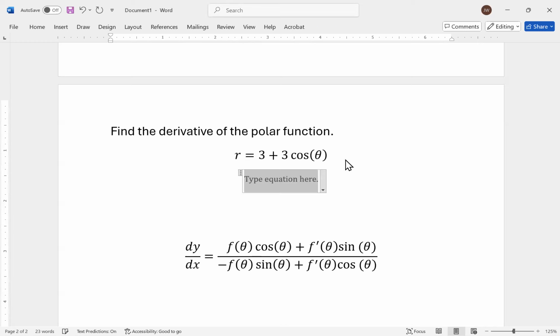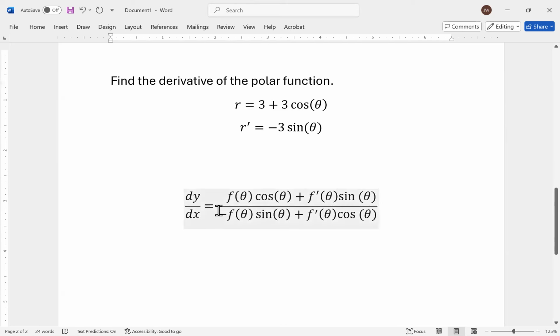In this case, our r prime is simply going to be the derivative of 3 plus 3 times cosine theta. The 3 will go away, become a 0, and then for 3 cosine theta, when we take the derivative of that, I get negative 3 times sine of theta. And that's it. That's all we need. Now we can go plug that into our derivative formula.